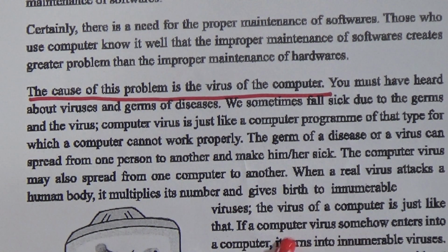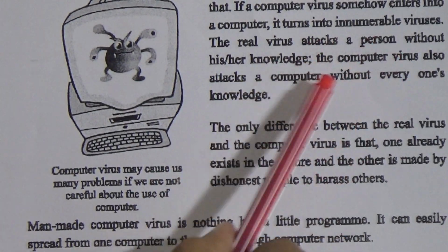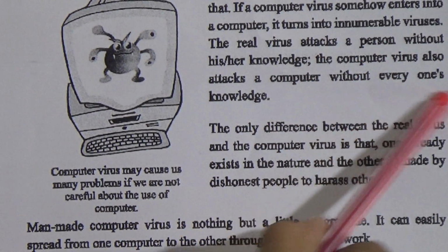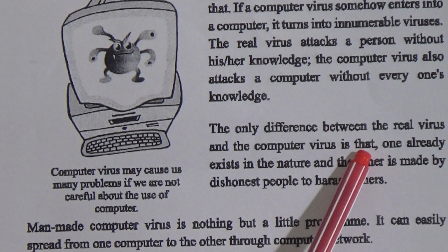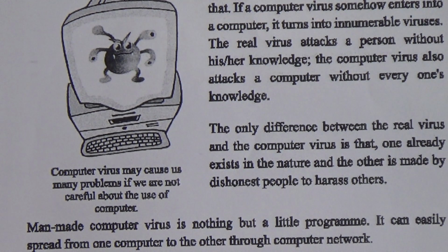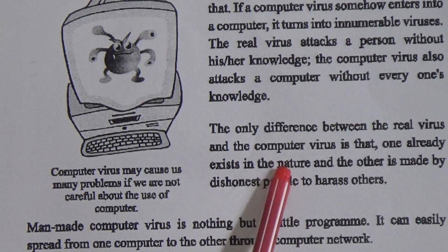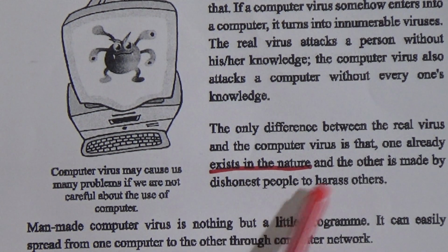If a computer virus somehow enters a computer, it turns into innumerable viruses. That means it can multiply and spread on its own. The real virus attacks a person without his or her knowledge. In the same way, the computer virus also attacks a computer without anyone's knowledge. There is only one difference between the real virus and the computer virus. One already exists in nature, and the other is made by dishonest people to harass others.